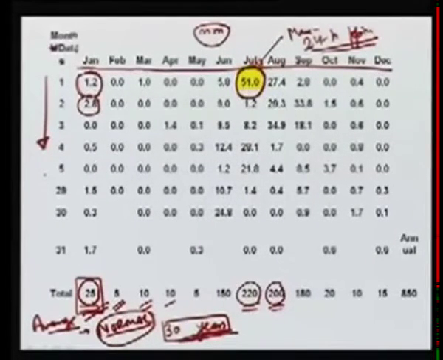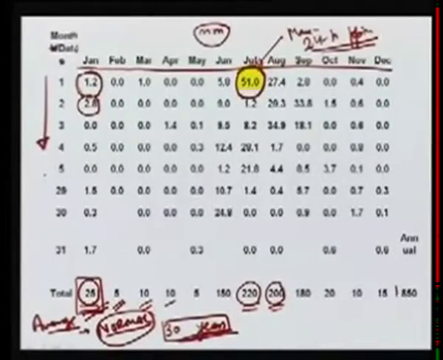So mean monthly precipitation or normal monthly precipitation for a record, that is important. Annual precipitation is the other important parameter. Here we see that the sum of all these monthly precipitation is 850 millimeters. So in this particular year, at the station, the rainfall recorded was 850 millimeters.